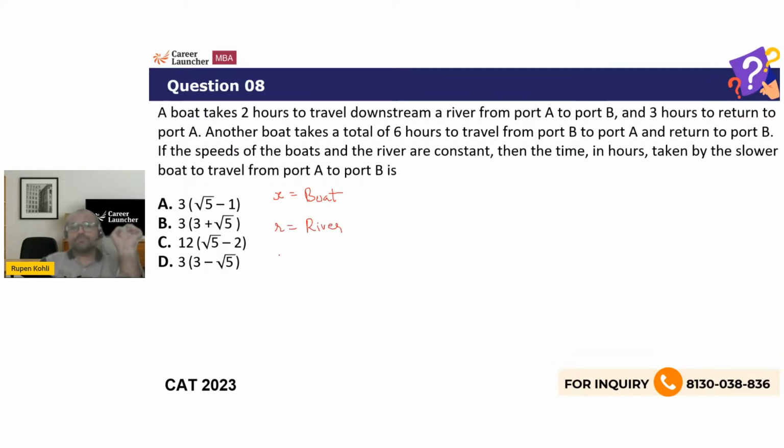So for the first boat, moreover, the other most important parameter is the distance from port A to port B. Let's say that distance is d. So for the first boat, the respective times are given, so we'll write that for the downstream, distance is speed into time. Speed will be x plus r, into time taken, which was 2 hours.